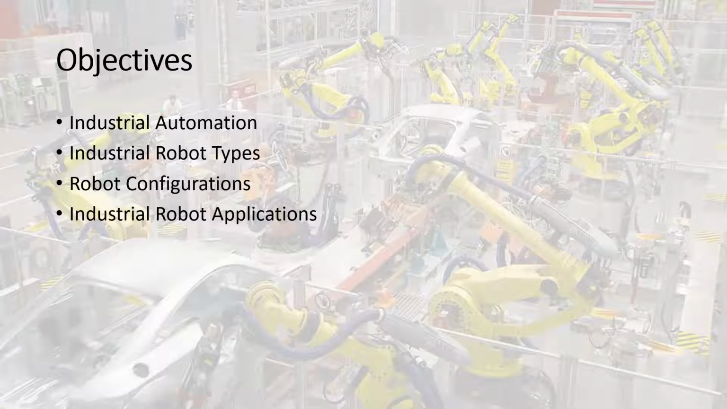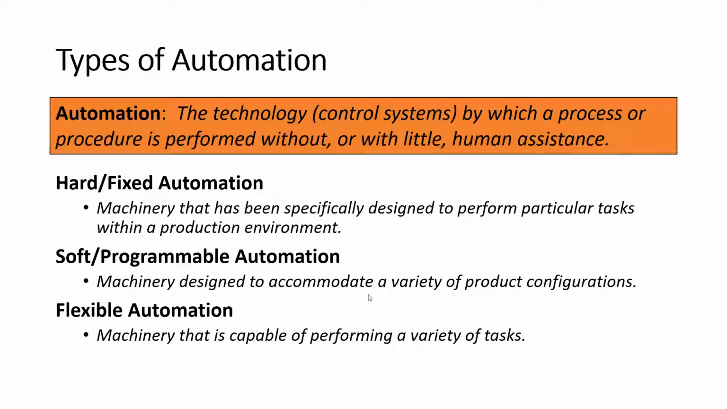So the objectives of this lecture are going to be a look at industrial automation types. Also, we're going to talk about different types of robots because there's lots of different types of robots. We're going to look at some different robot configurations, and then some of the applications that we find robots in industrial or production or manufacturing environments.